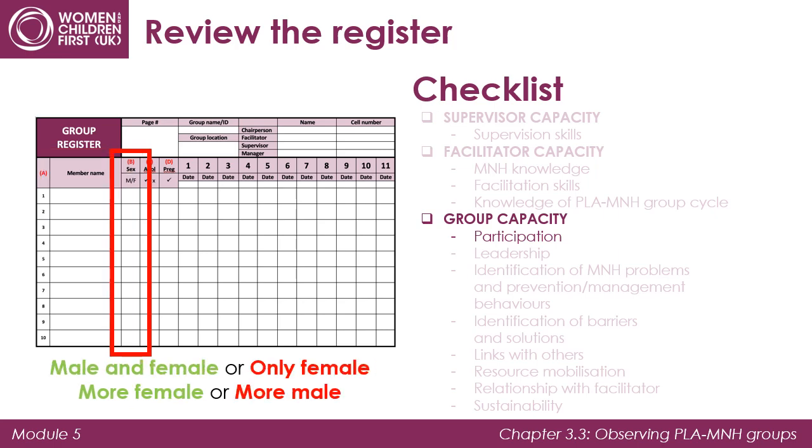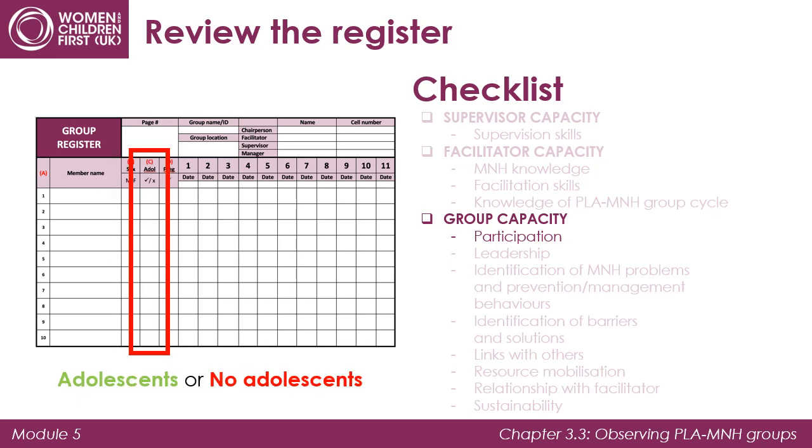Second, assessing male and female membership can also be helpful. Groups with both male and female members tend to be stronger than those with only female members. Men play an important role in maternal and newborn health, and their perspective and engagement is vital. Please note that where there are men and women members, it is best that there are more women than men in the groups. Information on the sex of the group members can be accessed from this column in the register.